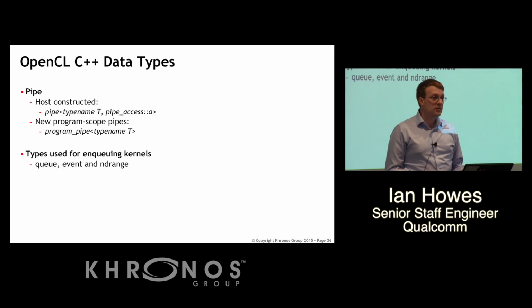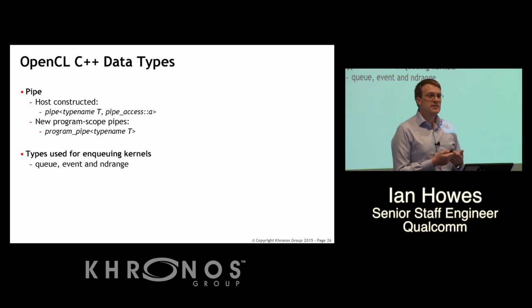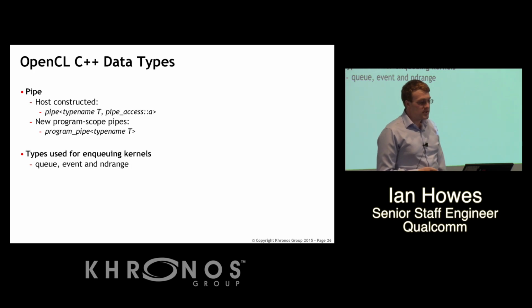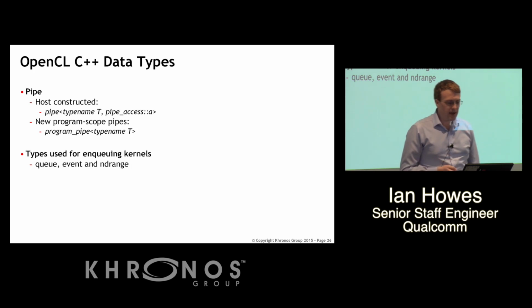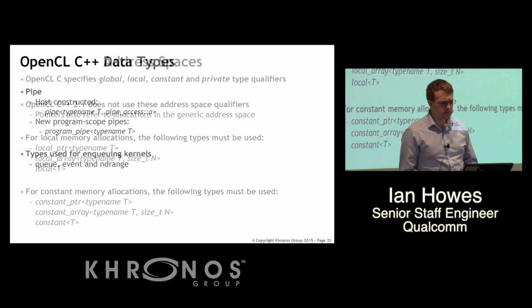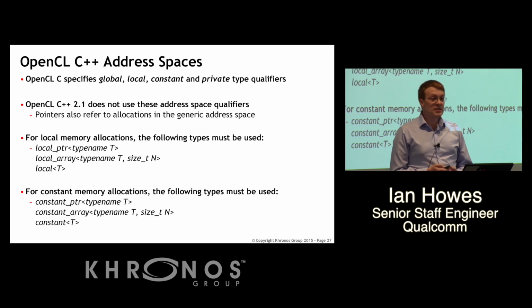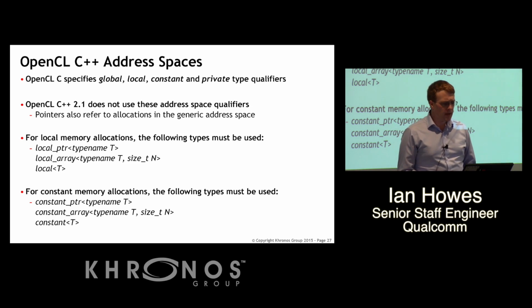Pipes were added in OpenCL 2 as a way of something like a buffer, but that has FIFO semantics. And they are described similarly to images now. We've also added a program scope variety of pipes, and I have a slide later that shows what exactly that's for. And then the basic types for in-queue kernels. Now, one change we've made, partly because it's C++ and partly just for ease of use, we added the generic address space in OpenCL 2.